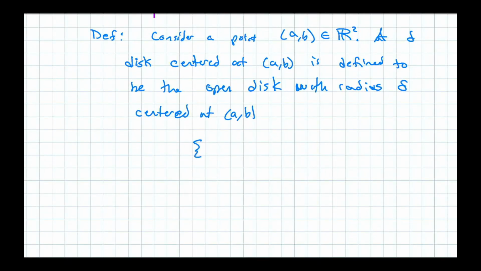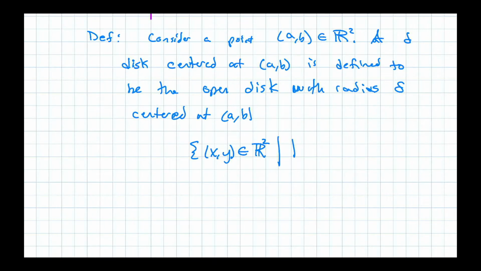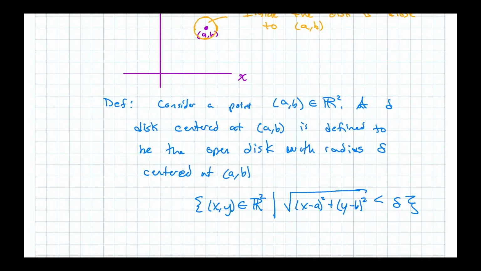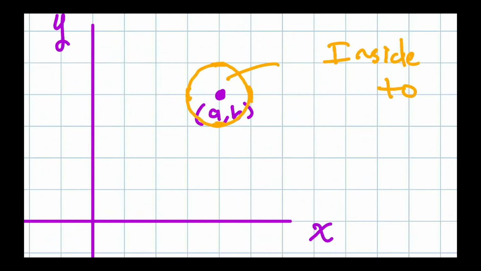Here it is. So it's the set of all x and y that exist in R2 such that, actually, let's just get rid of that absolute value. I'm going to use a different definition here. The square root of x minus a squared plus y minus b squared is less than delta. Okay. That's actually slightly different than what the book uses. They have no square root and this is squared. But it's actually exactly what we drew here. The only thing is the word open. So when we want the open disk, what we do is we make this dashed so it's not included. And then we want the inside, and the inside is the open disk. So the open disk does not include the border, okay?